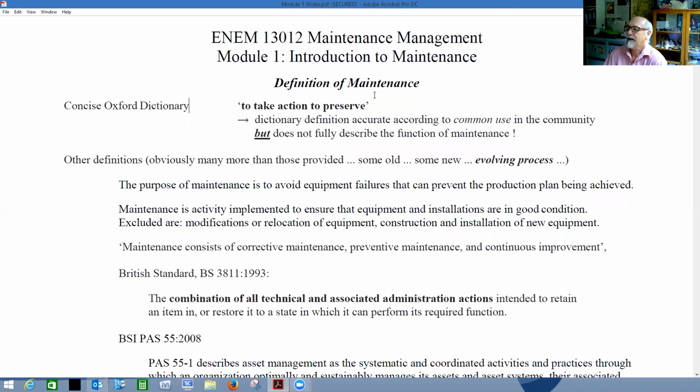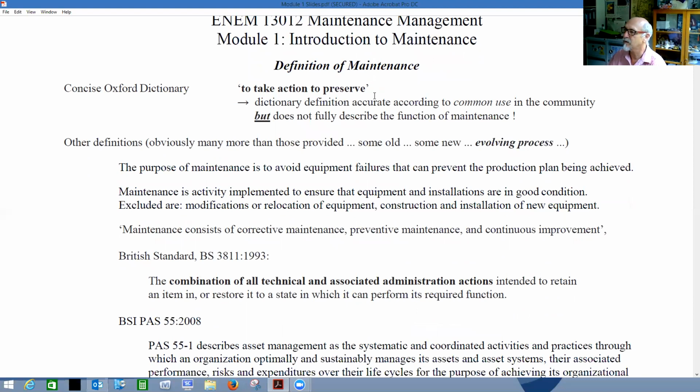All right, so here's some. Again, these are random, but just have a read through them. The purpose of maintenance is to avoid equipment failures that can prevent the production plan being achieved. Maintenance is actively implemented to ensure that equipment and installations are in good condition. Excluded are modifications or relocation of equipment, construction and installation of new equipment. See how some are workable, some are not, and some you would agree with and some you don't.